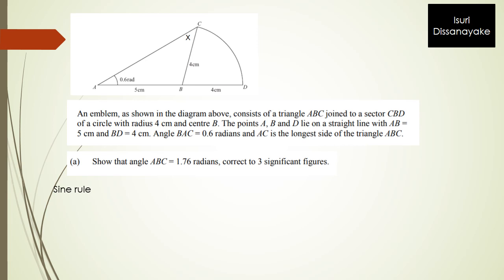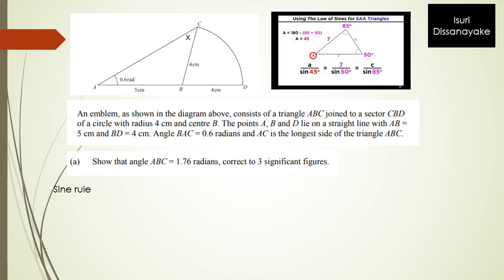So they want you to show the angle ABC, that means this particular angle over here, as 1.76. For you to do this question, you have to know the sine rule very well. If you don't know the sine rule, you can refer to it, which I have displayed over here. You have to learn about it, practice it with some other questions, and then apply it over here for this question which is relevant for radians.